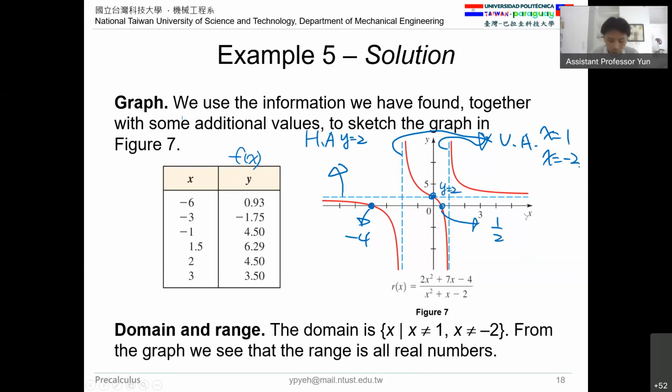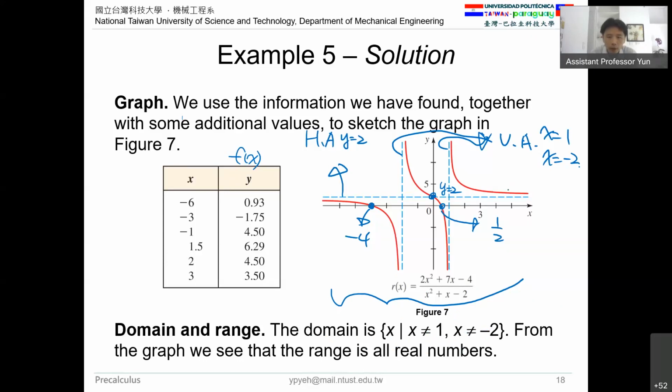Okay, so that's the way we graph rational functions. And also, if we find the domain and the range here, the domain comes from the x term, where x cannot be equal to 1 and x cannot be equal to -2, since when x equals 1 or -2, the denominator becomes 0. So the domain is any real number, but x cannot be equal to 1 and x cannot be equal to -2.